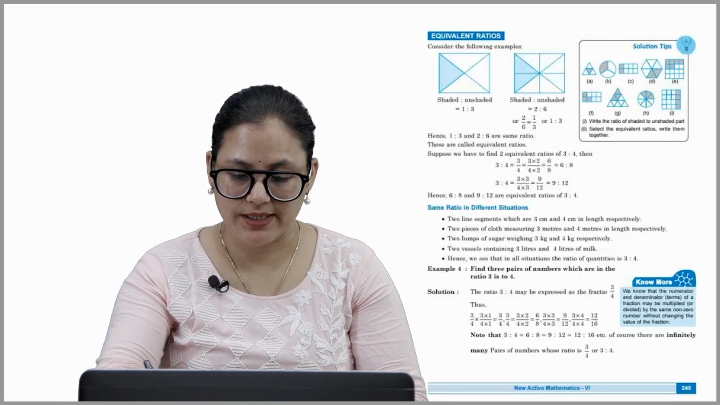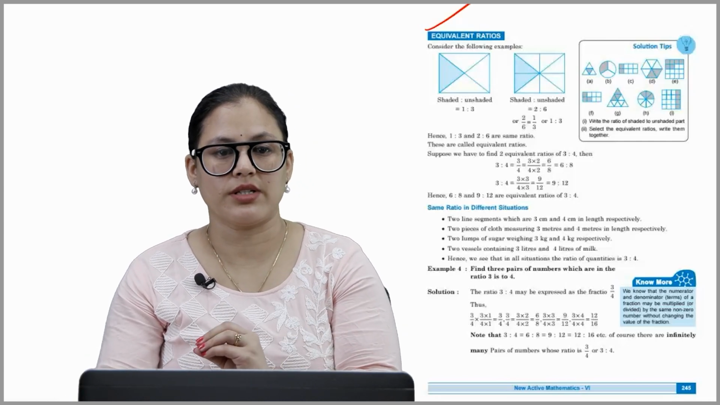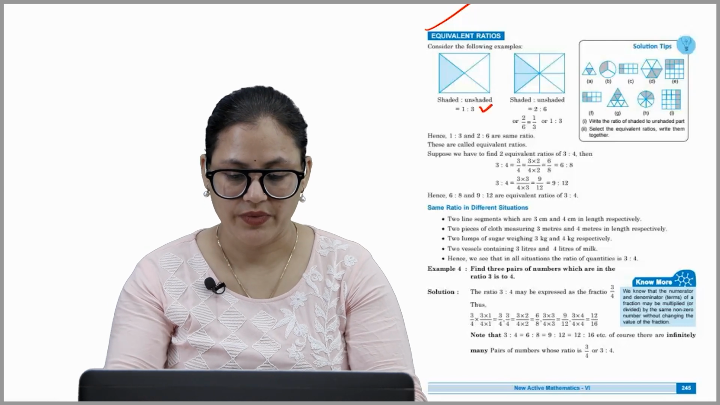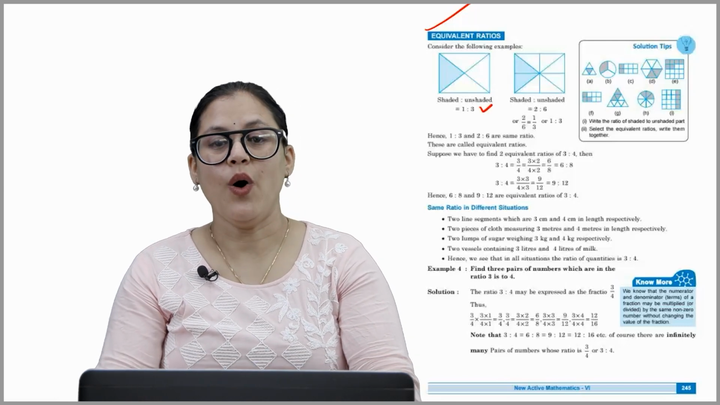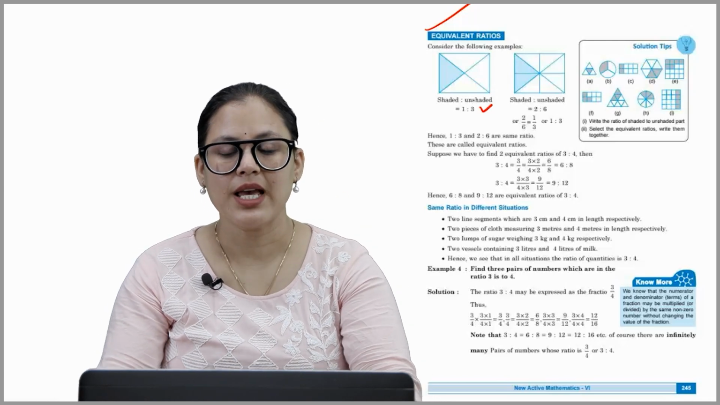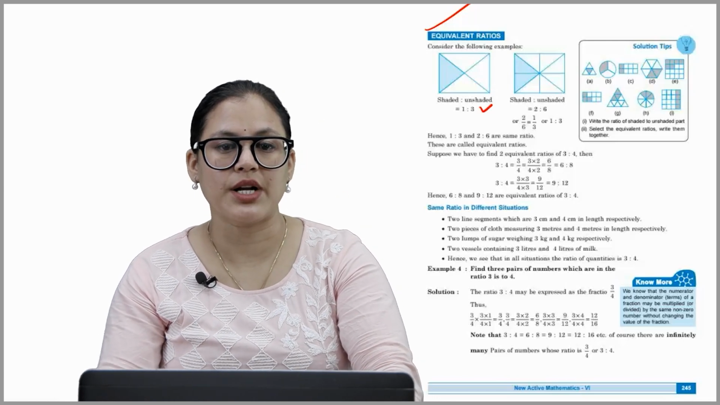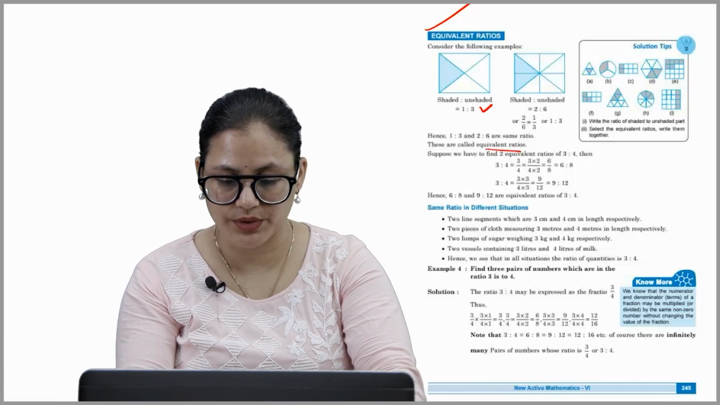Equivalent ratios. Consider the following examples. Shaded is to unshaded, 1:3. Shaded is to unshaded, 2:6. Okay, 2/6 is equal to 1/3 or 1:3. Hence, 1:3 and 2:6 are the same ratio. These are called equivalent ratios.